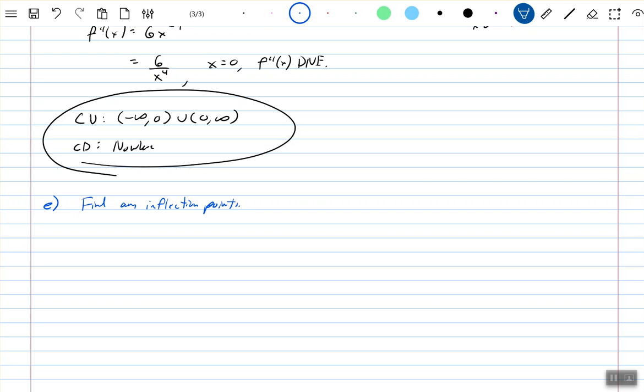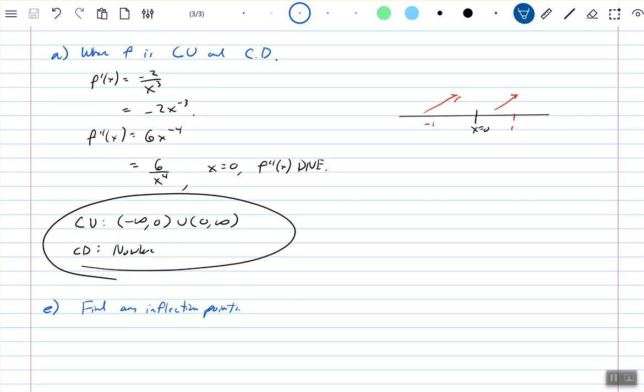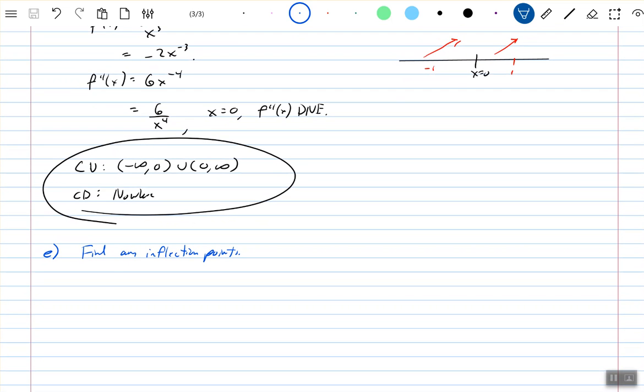Now, to be an inflection point, the function must change concavity at that point, and it must exist. That point must exist in the domain of the function. So we notice the only possible candidate is x equal to 0. But at x equal to 0, the concavity doesn't change, and the function doesn't exist at that point. So we really do not have any inflection points. And our job is done.